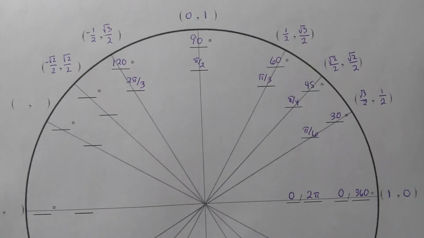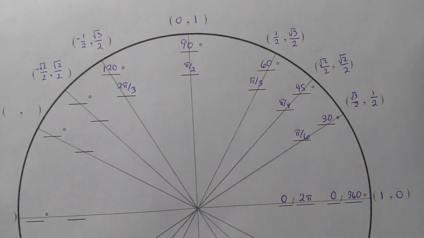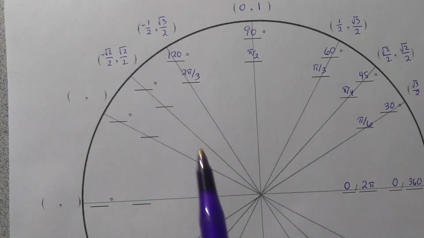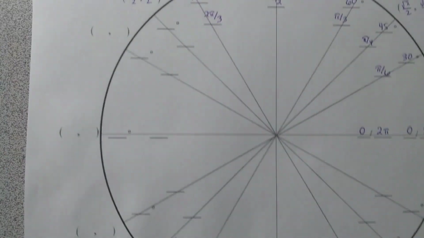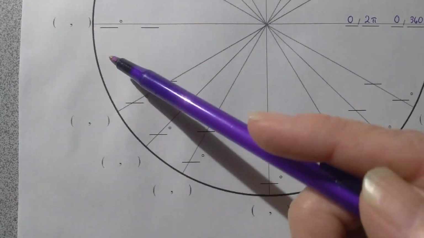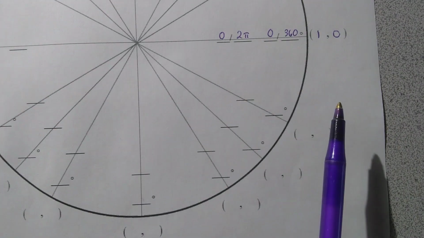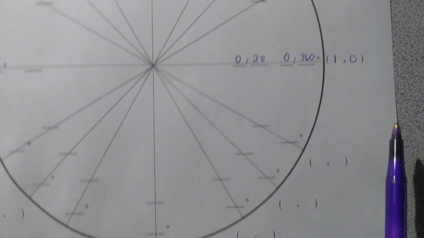Now please remember, here in the first quadrant, both x and y are positive. In the second quadrant, x is negative and y is positive. In the third quadrant, x is negative and y is also negative. And in the fourth quadrant, x is positive and y is negative.